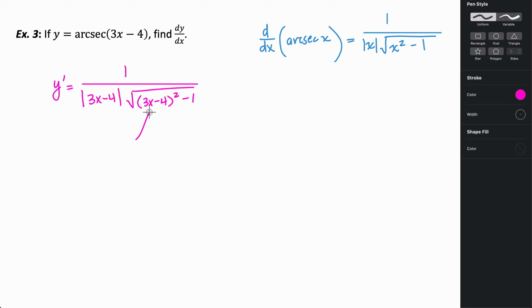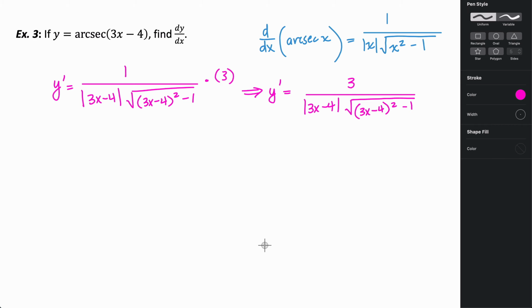And then since what's in here is not just a simple x, we have to use the chain rule and multiply by its derivative. The derivative of 3x is 3. The derivative of 4 is 0. So it's going to be times that, which tells me that y prime is equal to 3 over the absolute value of 3x minus 4. You could expand this if you want, but there's not really any need. You can just keep it inside the radical as 3x minus 4 quantity squared, all minus 1.